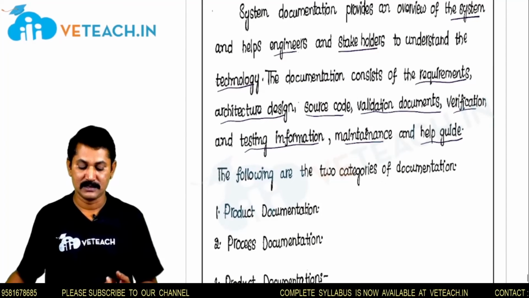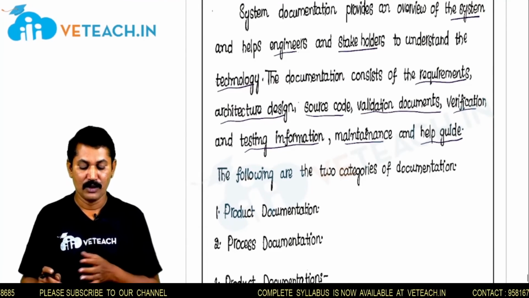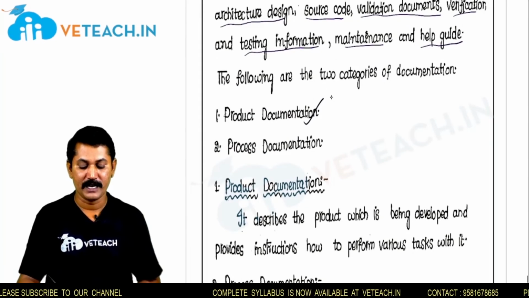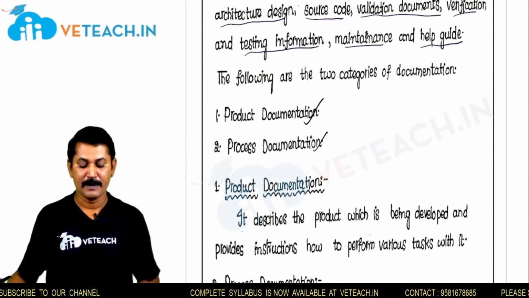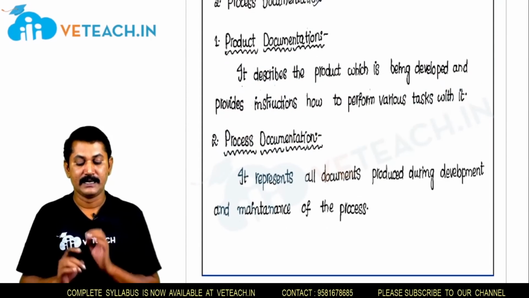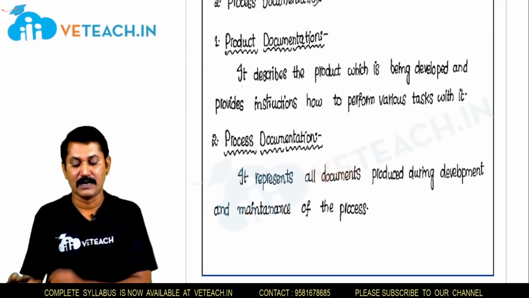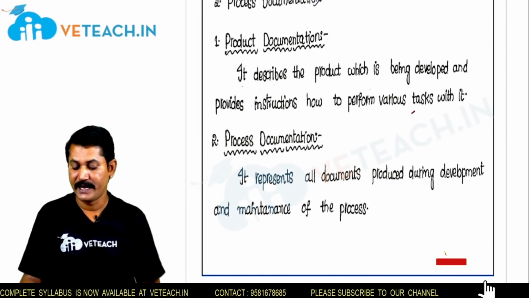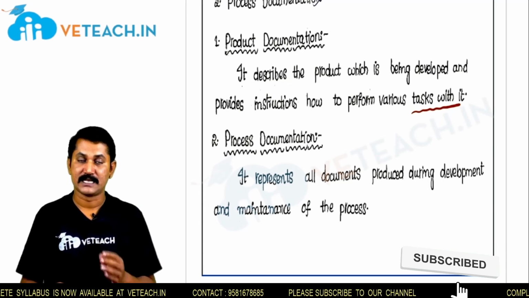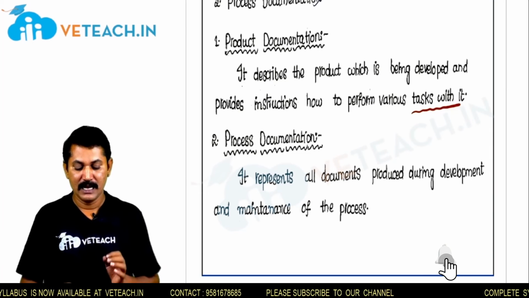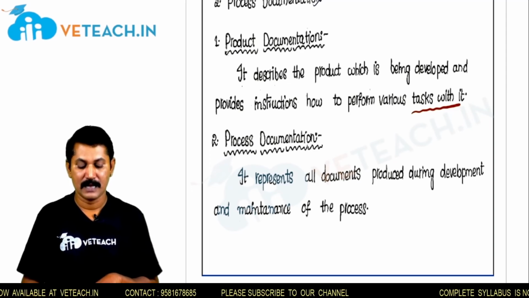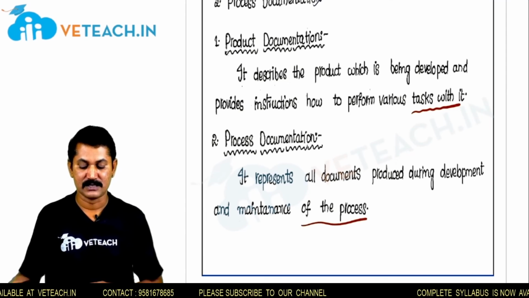These things in the documentation are categorized into two ways, that is product documentation and process documentation. The product documentation describes the product which is being developed and provides instructions on how to perform various tasks within it. Next one is process documentation. It represents all documents produced during the development and maintenance of the process.